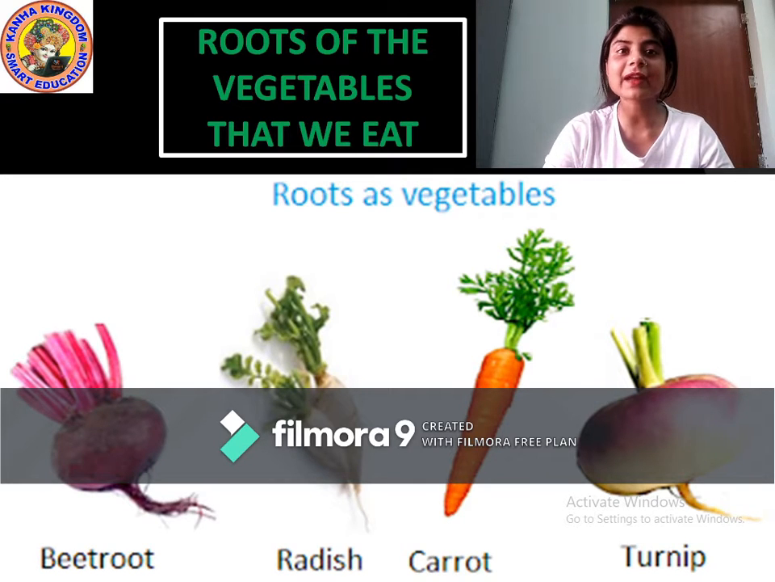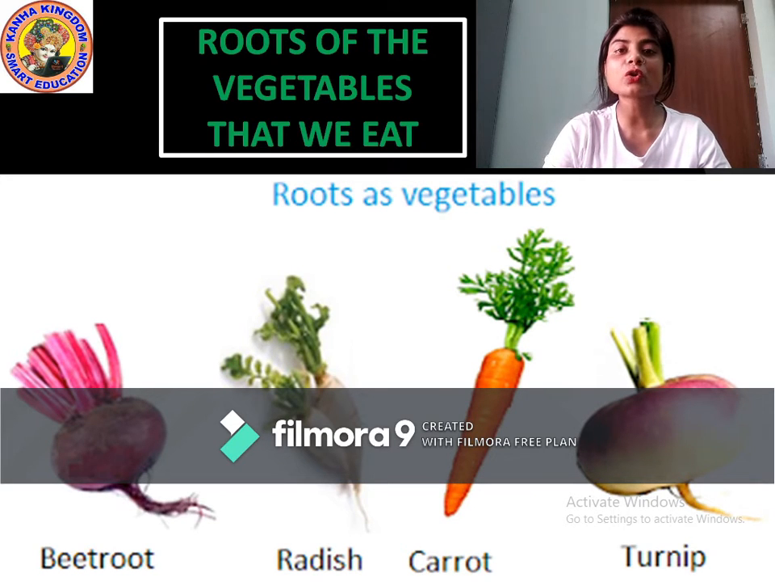And these are vegetables or not? Beetroot, radish, carrot, turnip, all these things are what? These are vegetables, yes or no? Since they grow inside the soil, that is why these are called roots of the plants. Roots of the vegetable that we eat.